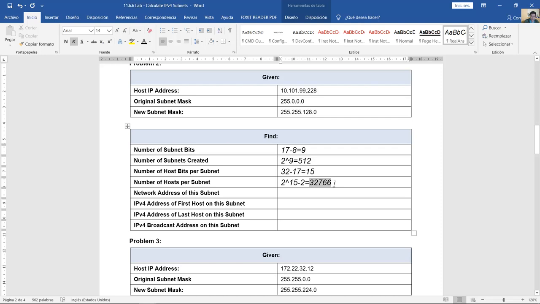Network address of this subnet. To find the network address, you will use the host IP address and the new subnet mask. The host IP address is 10.101.99.228.